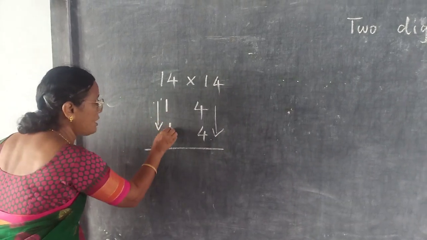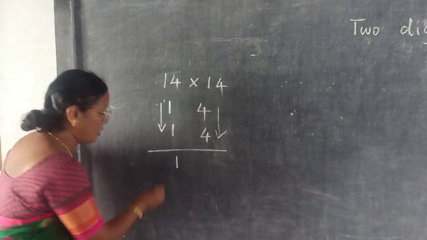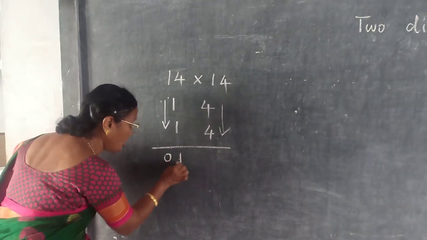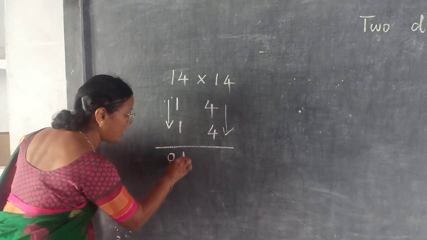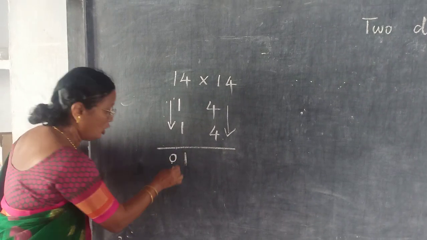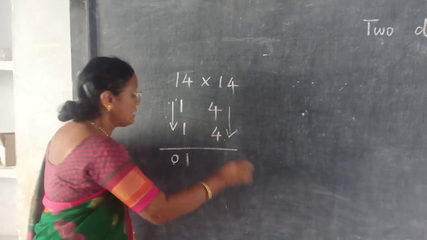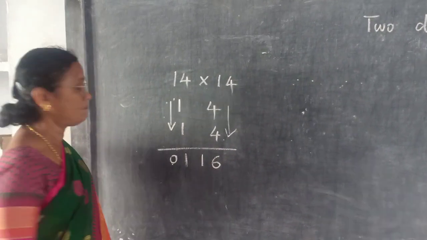So 1 times 1 is 1. But you don't write simply 1. You have to write 01, like a two-digit number. Don't write the answer in a single digit; you have to write it in terms of two digits. 4 fours are 16. This is a two-digit number, so you just write it as it is.